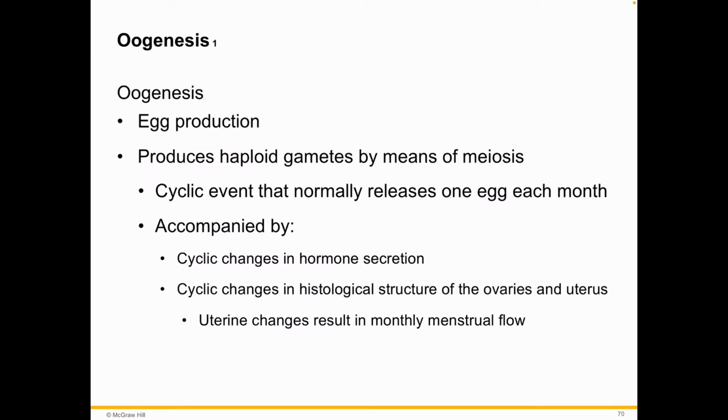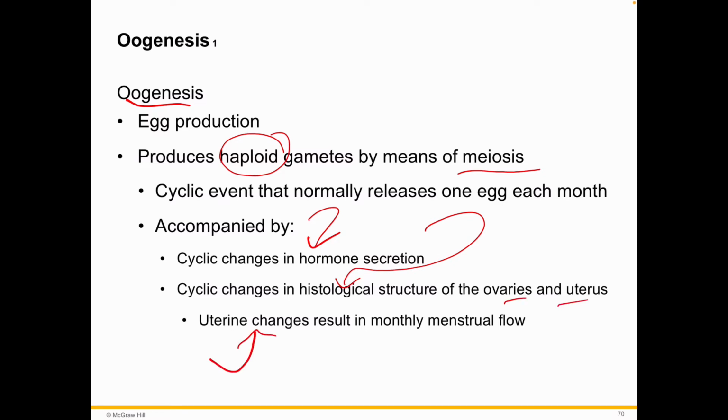The production of an egg is known as oogenesis, the beginning of the eggs. It produces haploid gametes from meiosis. It's a cyclic event that normally releases one egg every single month, and it is accompanied by cyclic changes in hormone secretion, and changes in the histological structure of the ovaries as well as the uterus. The uterus is going to have some pretty dramatic changes in blood flow, or the releasing of blood, for the monthly menstrual cycle.